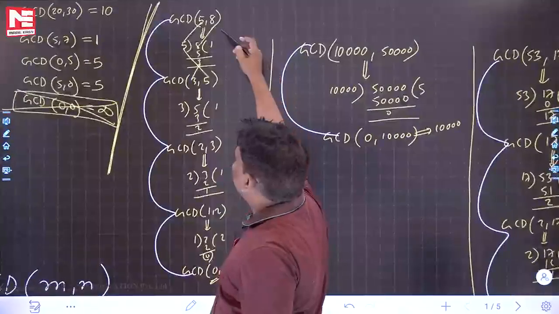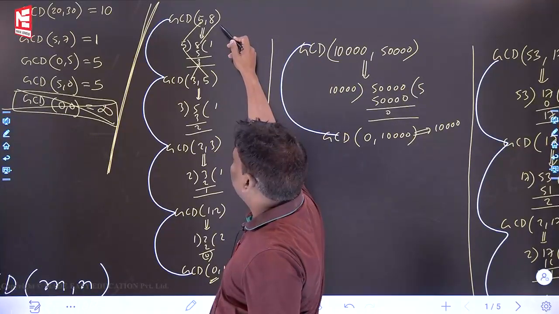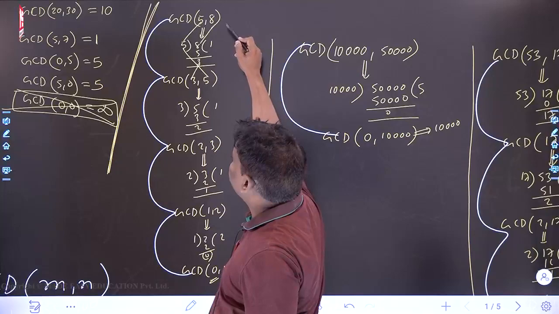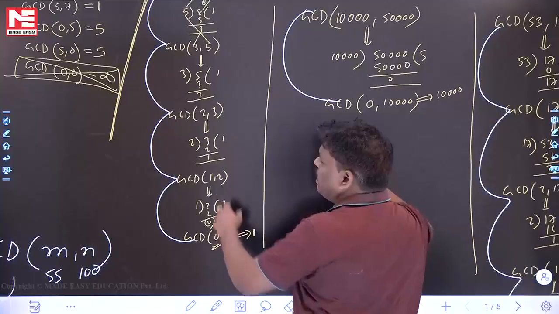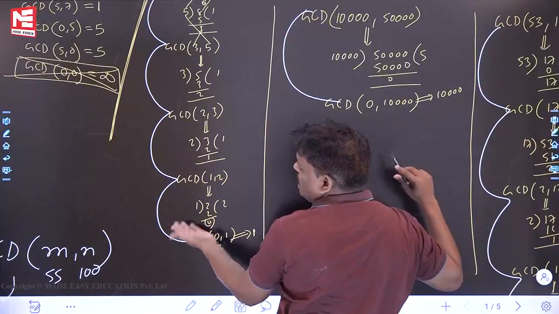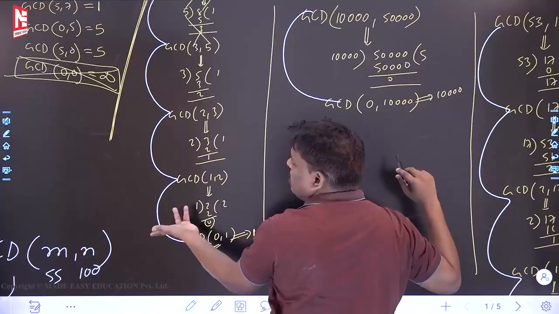Right? 5 and 8. GCD of 5 comma 8. What is the bigger number? 8. Bigger number 8. What is the log 8 base 2? What is the answer? 3. 1, 2, 3. Actually 3 function calls, right? It became 3 plus 2 maybe. Otherwise 2 into 3 maybe.